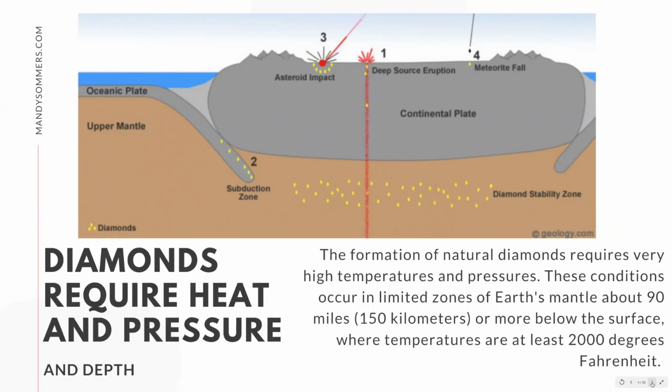Now, they say that they have found a few diamonds from asteroid impacts or from meteorites falling. But the most common ones are these diamonds that come from the mantle. And the thing about diamonds is that the formation of natural diamonds requires very high temperature and intense amounts of pressure. These conditions occur in limited zones of the earth, the mantle, about 90 miles below the surface. And the temperatures get to at least 2,000 degrees Fahrenheit.